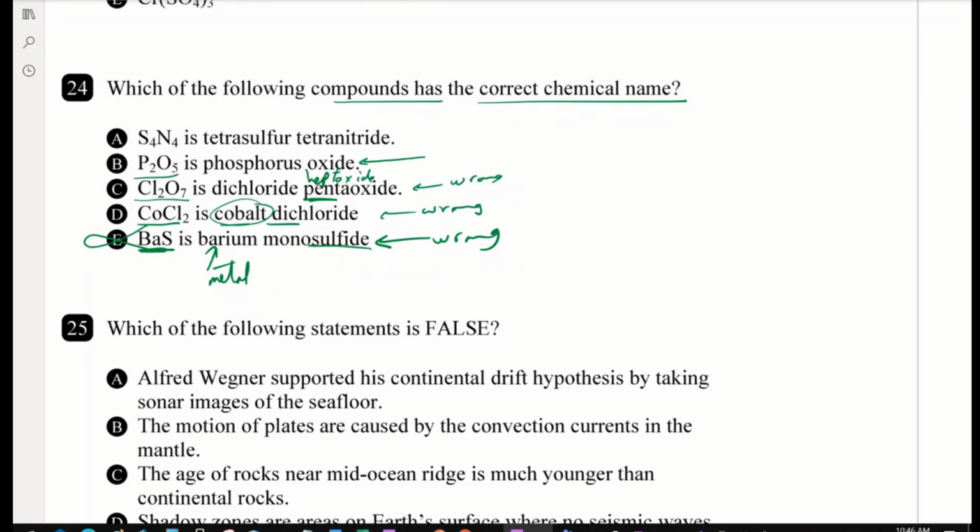P2O5. He said it's covalent, but he didn't write penta. Phosphorus and oxygen are non-metals. So he should say diphosphorus pentoxide, but he said here phosphorus oxide, so that's wrong also. The first one is S4N4. That's also covalent. So S4 is tetrasulfur and N4 is tetranitride. So this one is the only right one. So this is the correct one.